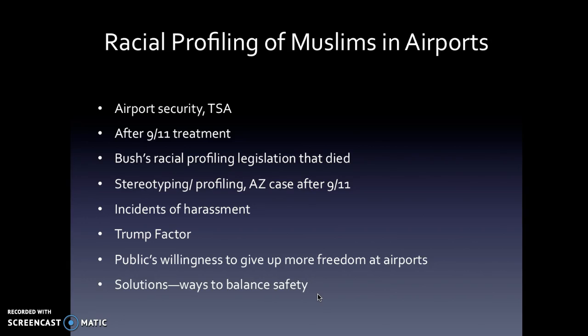So here's an example of a topic outline, and again, this is really basic. It's not a thorough sentence outline, it's just topics. So let's say I was going to do racial profiling of Muslims in airports. That would be a good topic. These would be maybe some of the topics that come to mind that I think would be important to include.